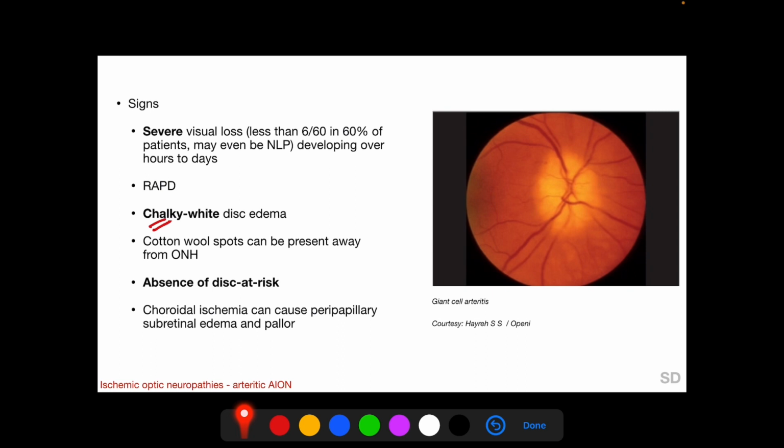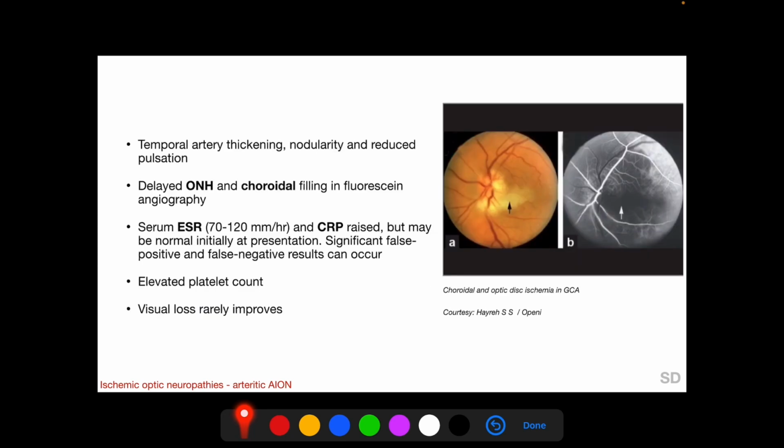Disc at risk sign is not present in arteritic AION, and this disc at risk sign is very important in non-arteritic AION. Choroidal ischemia can occur and cause peripapillary subretinal edema and pallor. There is thickening of temporal artery with nodularity and reduced pulsation. In fluorescein angiography, we find delayed optic nerve head and choroidal filling. So both the optic nerve head and the choroid show delayed filling with fluorescein angiography.